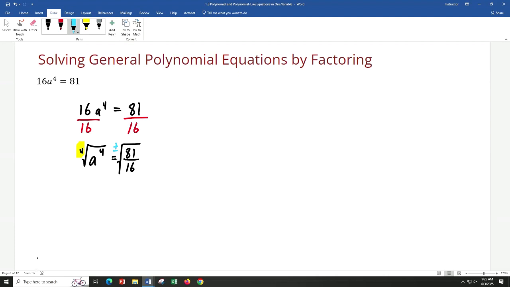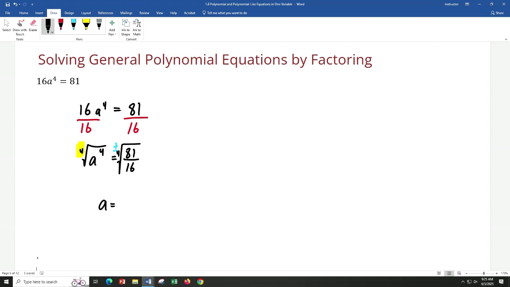Notice when I do this, the 4 will go into 4 one time, so I'm left with just an a is equal to, and then I've got to put that little 4 over there. Boy, that does suck to do in Hawkes when you're doing everything correct and you forgot to put the index down, and if you didn't use the right square root button, you've got to go back and erase the whole problem. That's annoying.